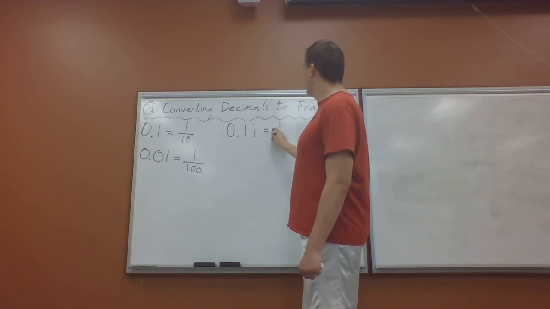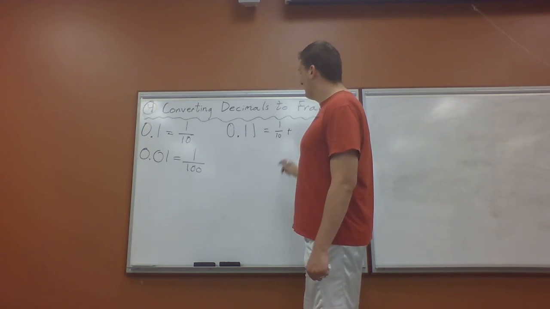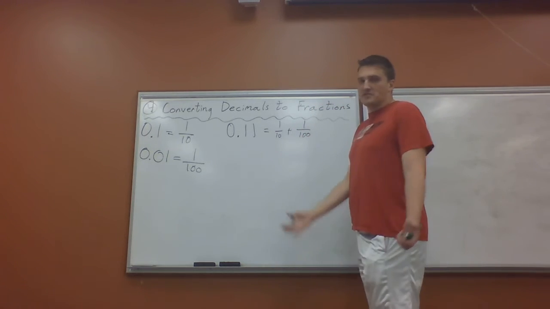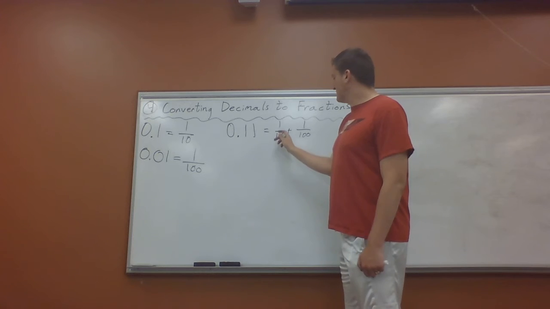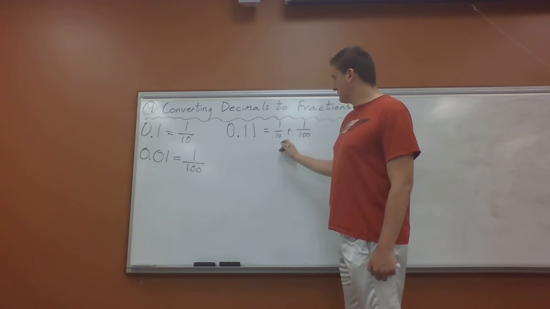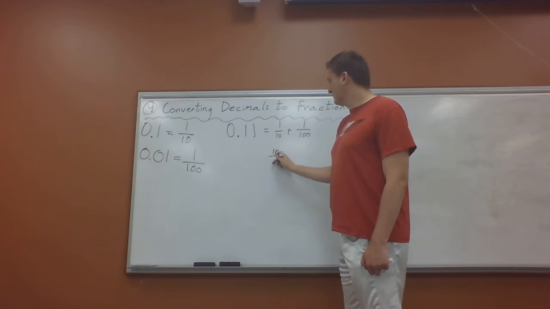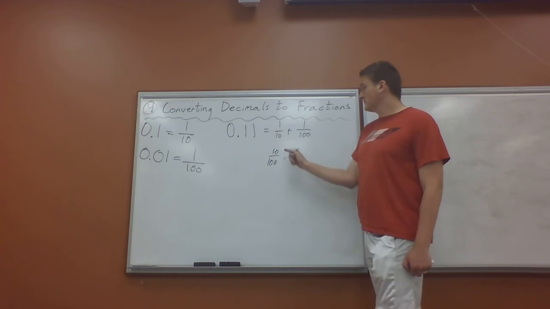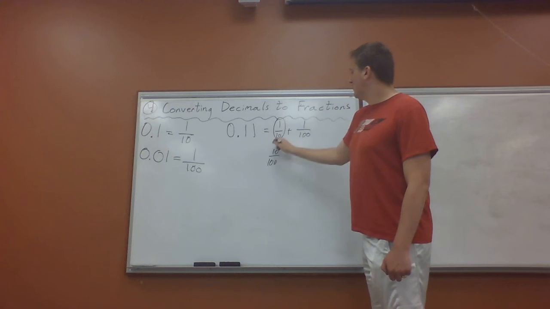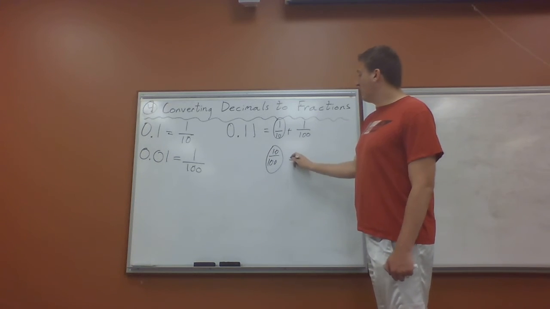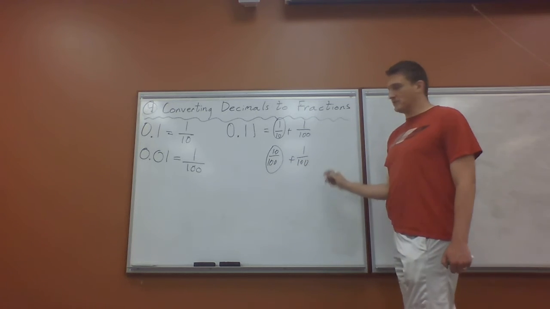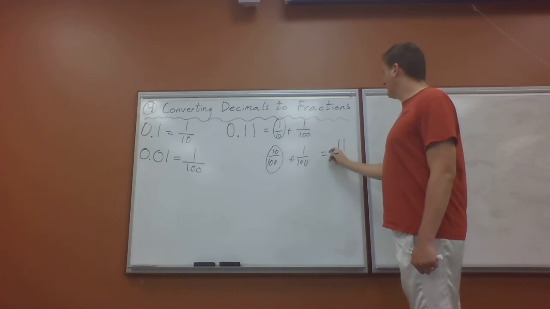That's telling me I have 1/10 plus 1/100. Well, like we saw in the other video, 1/10 is the same as, I could scale that up to hundredths and say I have 10 hundredths. 10 is 1/10 of 100. So these two fractions are the same value. Now I can add these. 10 hundredths plus 1 hundredth is 11 hundredths.